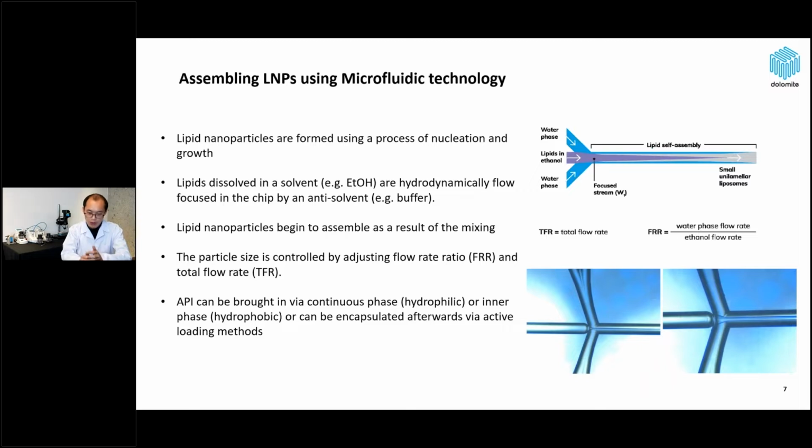The flow rate ratio is determined by the water flow rate divided by the ethanol flow rate, or the reverse way, the ethanol organic flow rate divided by the water flow rate. For the encapsulation process, the encapsulant or API can be brought in the continuous phase if the API is hydrophilic, or at the interface if the API is hydrophobic, or it can be encapsulated afterward through an active loading method.